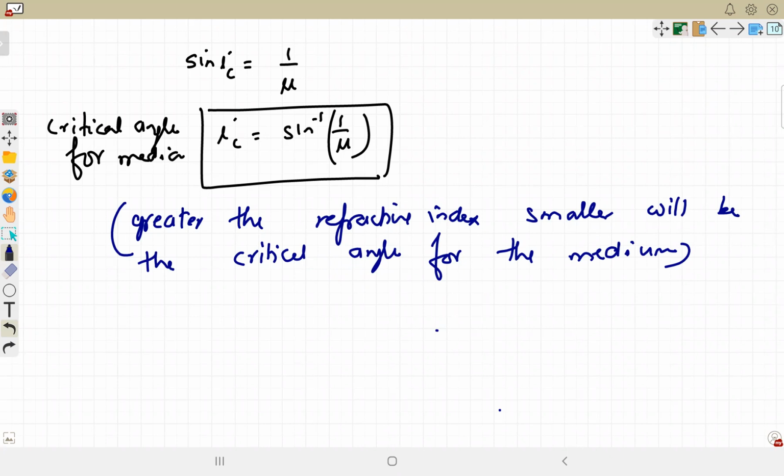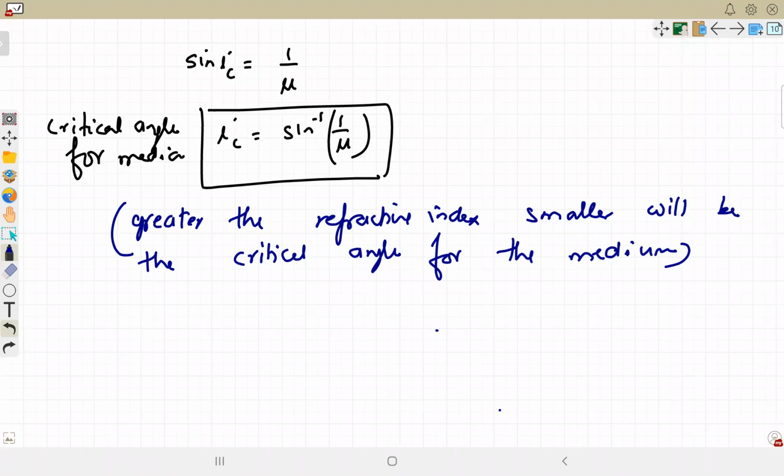Yes, but इसमें यहाँ तक कोई doubt हो तो बताइए. Anything not clear? Got it? अभी हमने सिर्फ क्रिटिकल एंगल समझा है.